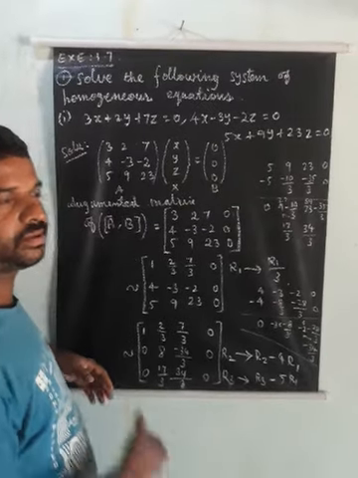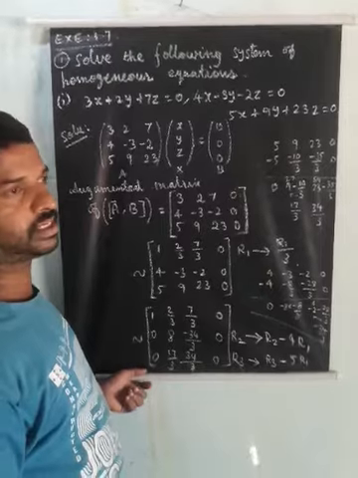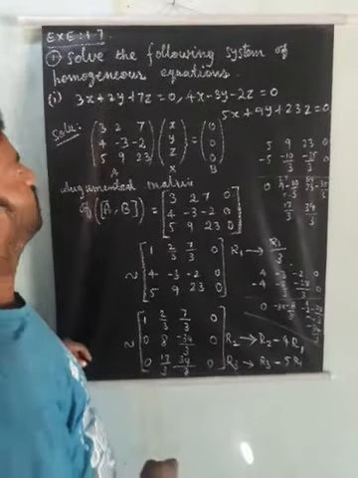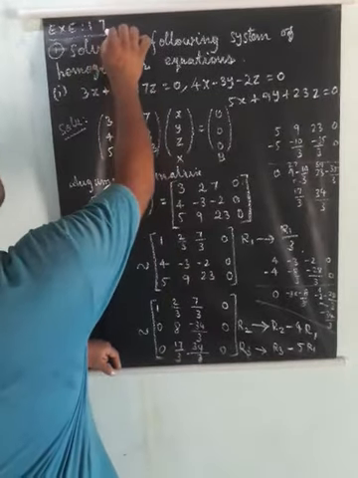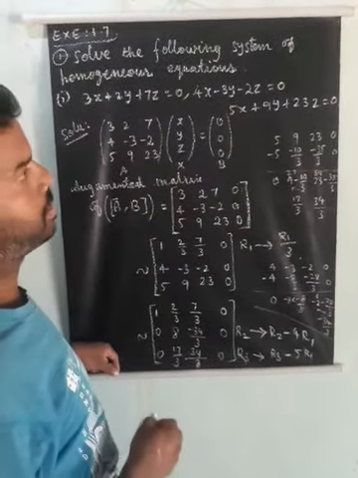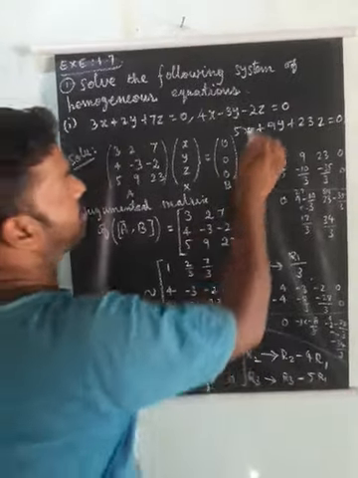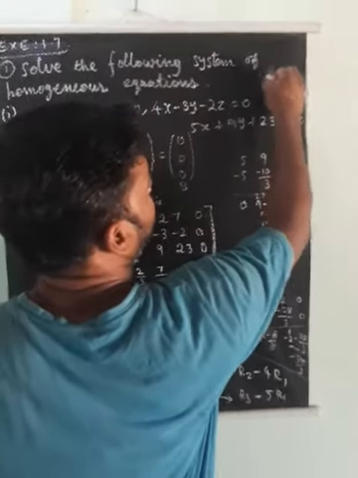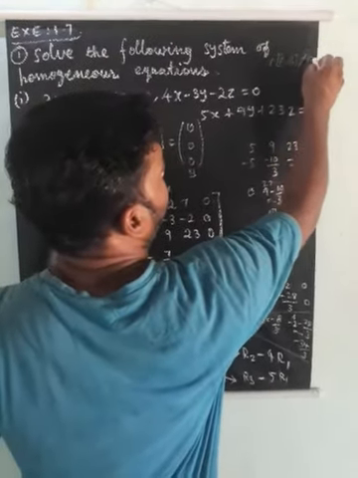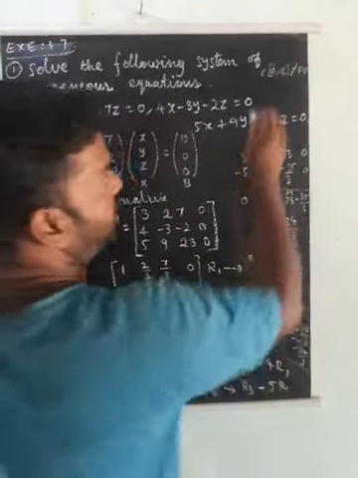Today we are going to learn about matrix and determinant. We already finished exercise 1.6, so now we move to exercise 1.7. I already taught the three conditions. First, rank of [A, B] not equal to rank of A: the system is inconsistent and has no solution.